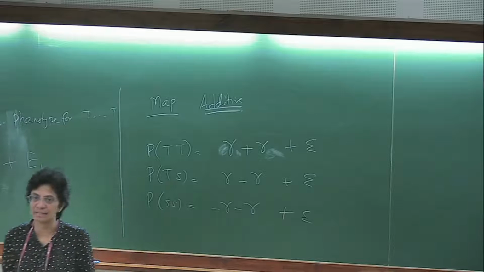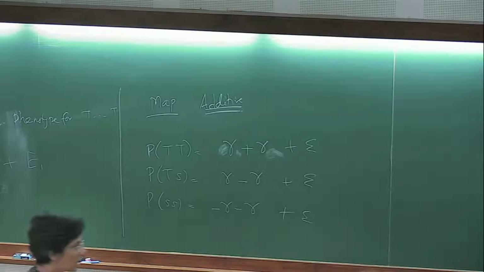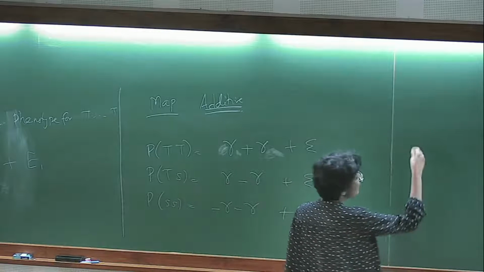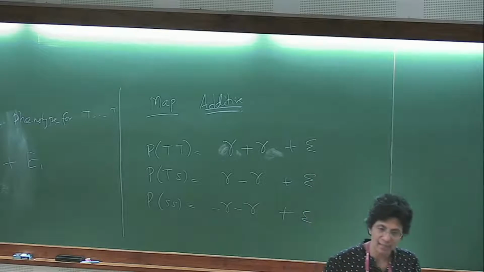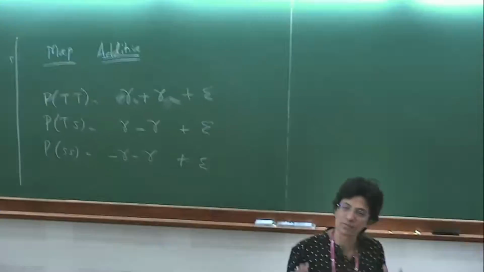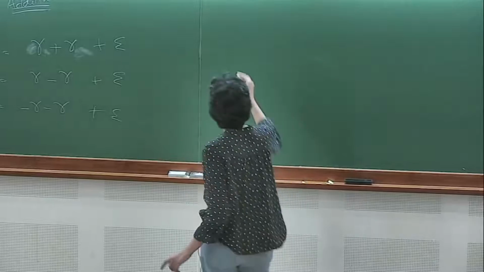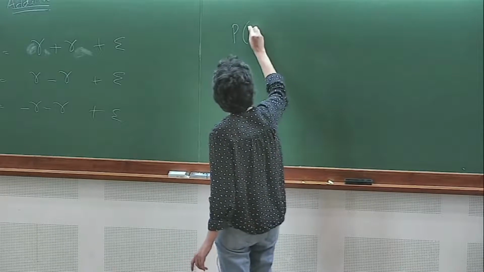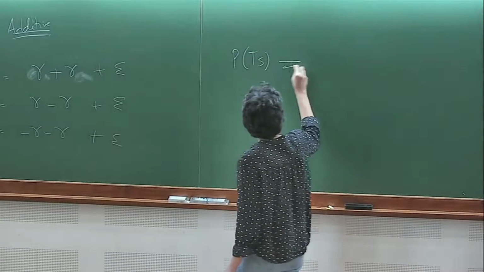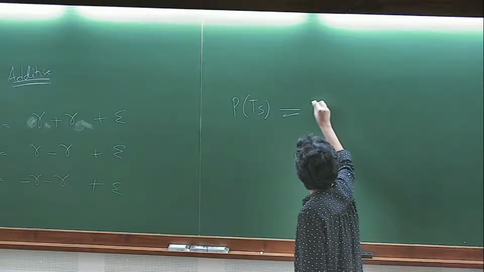Okay, that's the additive map. How about this one? Shweta was saying yesterday that we neglect dominance and epistasis. What does it mean? Let's just get that clear. So suppose I have PTS, and I say there's dominance. What does that mean?